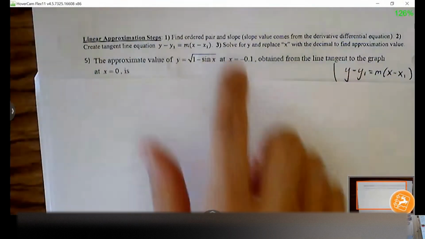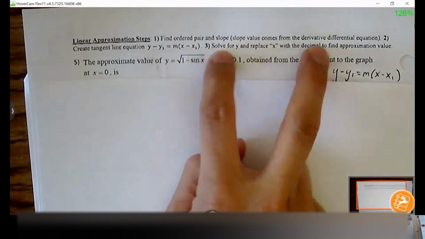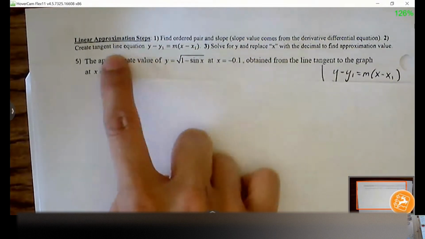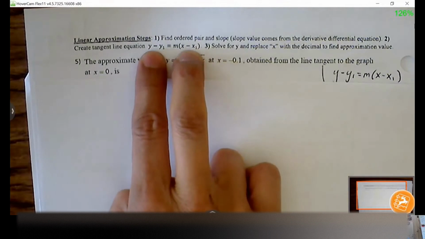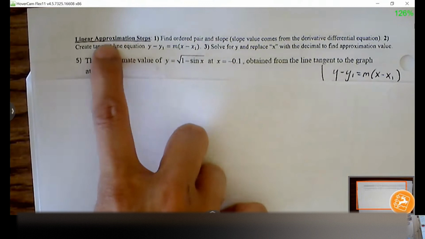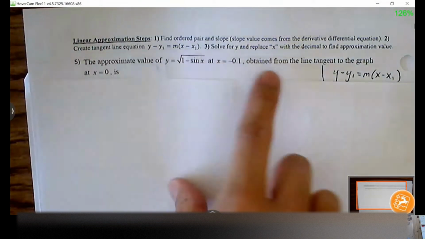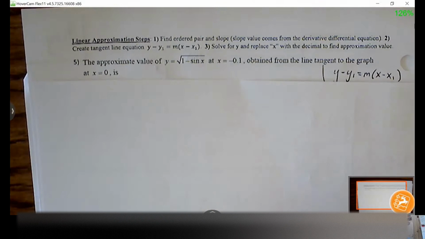Okay, so let me go through the steps. Linear approximation: we identify the ordered pair, we identify the slope, and then we get to our tangent line equation in point slope form. Once you can get your tangent line equation in point slope form, then all that's left to do is the approximation portion of our step, which is just dumping that decimal value into your tangent line.